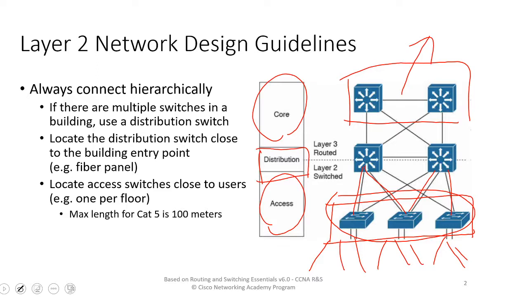With distribution switches, we would normally place them closer to building entry points, or per floor of the building, or normally one per building. And then the access switches, we will place them closer to the user. So maybe if it is a laboratory, we'll have one switch per laboratory or one switch per room or office, or even a floor of the office, and then we can connect all of them together into a single distribution switch.